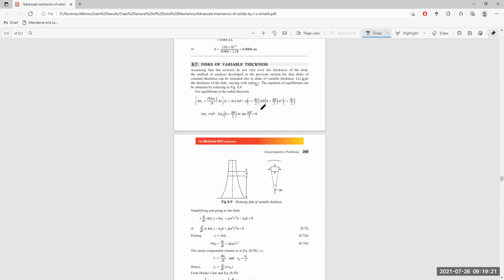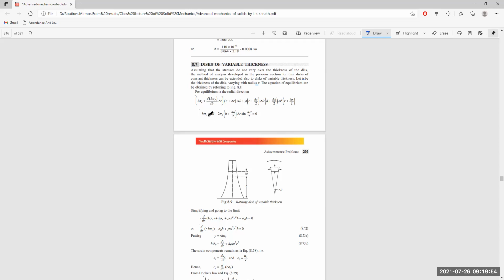So this as a whole is the volume of the differential element multiplied by omega, multiplied by the angular distance, and multiplied by the radius of gyration, which is at a distance r plus delta r by 2 here also. Now we are subtracting from this portion the element which was at a distance r, and this is the element at a distance r plus delta r.